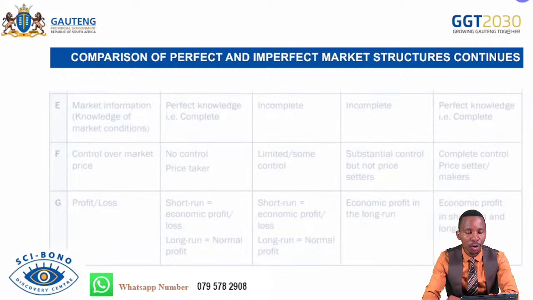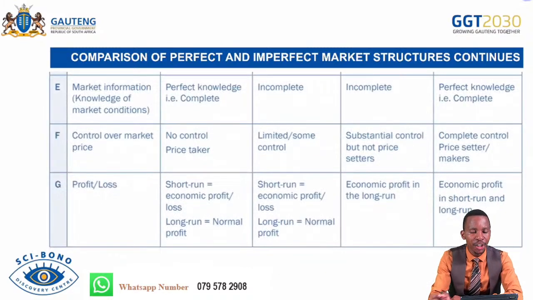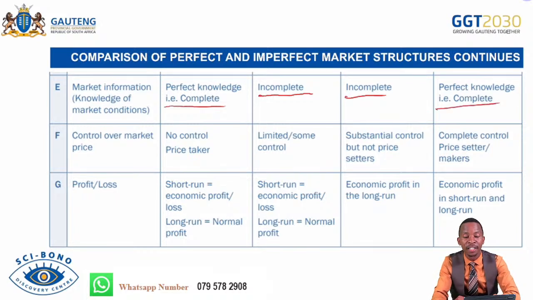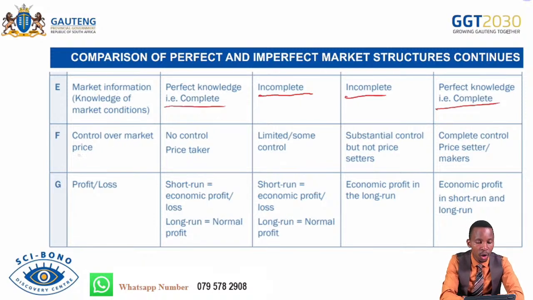And then we continue with the comparison. Market information. Under perfect market, there is complete or perfect information for consumers and competitors. Under monopolistic, it's incomplete. Under oligopoly, it's incomplete. And under monopoly, it's complete information because firms do not have any incentive to hide information, since the firm is the only supplier of the product.